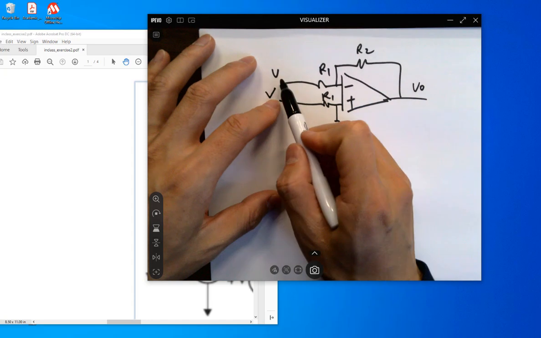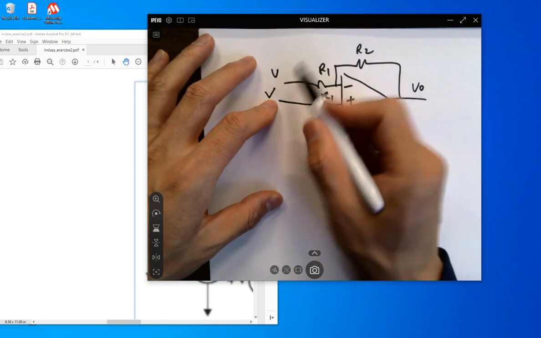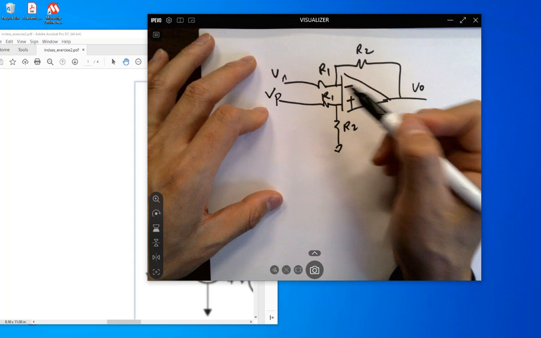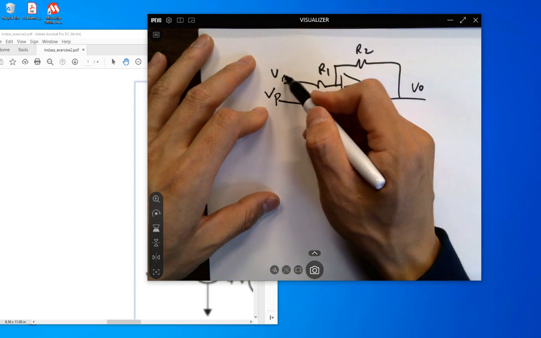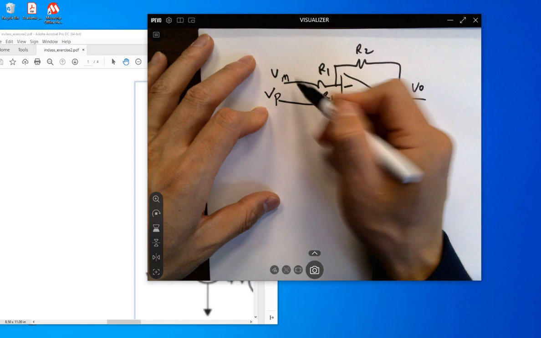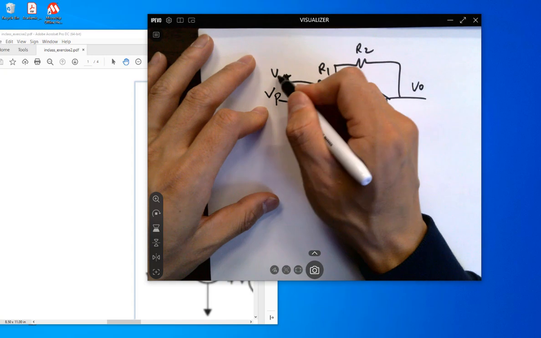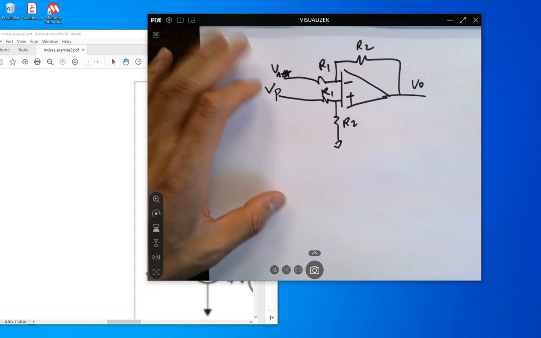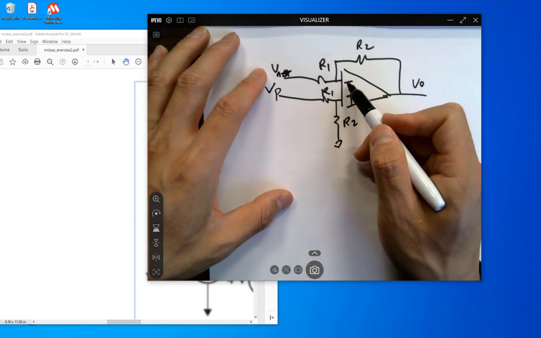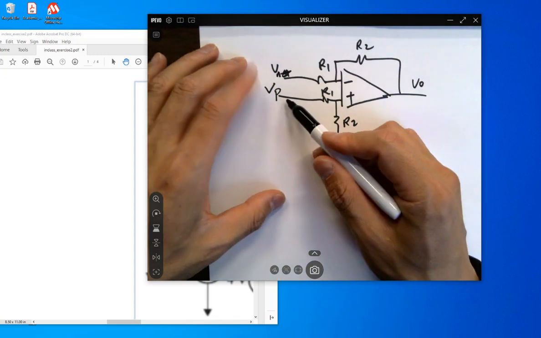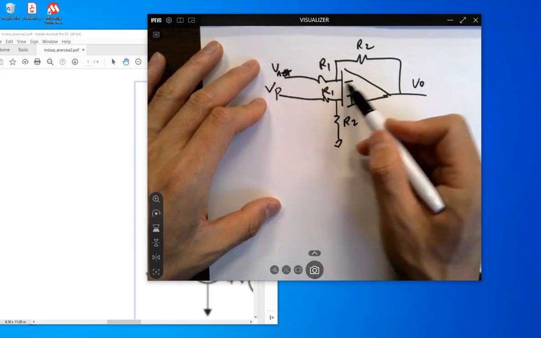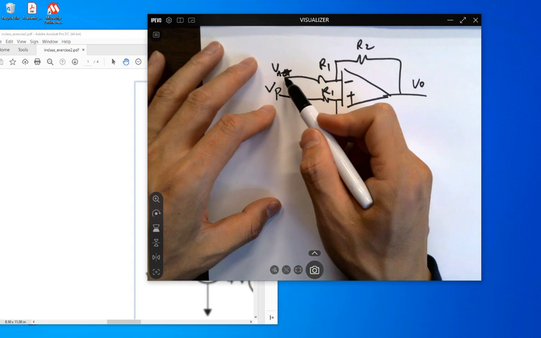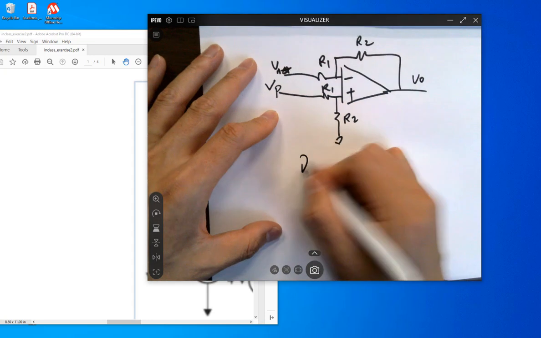What's the naming conventions for the terminals like this? It's a VM, VP, right? Or there's a negative and positive. Sometimes you see VM and VP, it's minus and plus. But now let's just assume it's VN, VP. VN is the negative terminal. VP is the positive terminal. I have two voltages, and each terminal has a voltage source connected to it. And this becomes a difference amplifier.